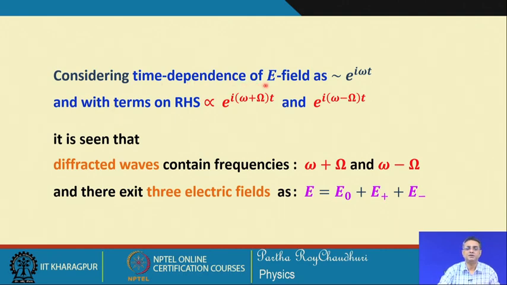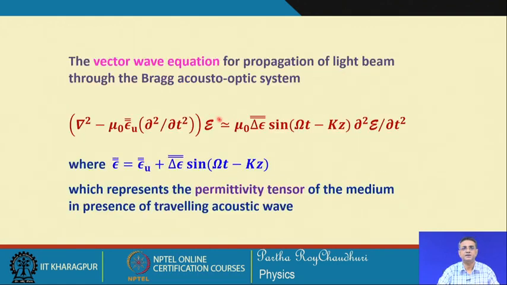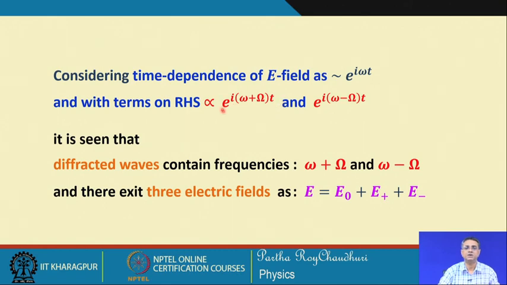Now, considering the time dependence of the electric field, e to the power of i omega t, we have seen that the right hand side of this wave equation will contain terms which are proportional to e to the power of i(omega plus capital omega)t and i(omega minus capital omega)t. So the diffracted wave will contain frequencies omega plus capital omega and omega minus capital omega, and there exist three electric fields in the system. One is the incident wave, and the two others are the plus order diffracted wave electric field and the electric field corresponding to the minus order diffracted field.